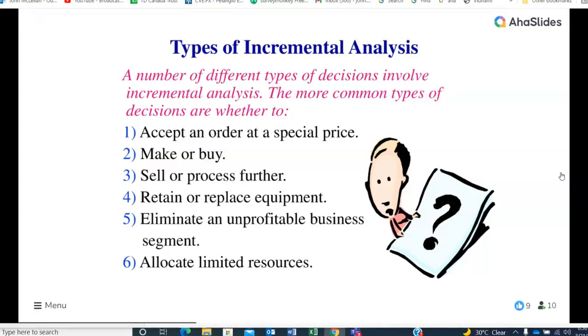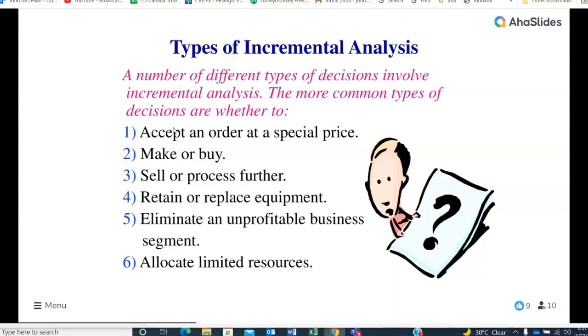Now there are different situations in business that management faces where we use incremental analysis. There are six of them listed here, but we're going to focus on number one, accept an order at a special price, and number two, make or buy. Number three is more of an accounting thing, whether we sell off now or we process something further. That's a question in cost accounting. Managers themselves on a daily basis do not face that problem.